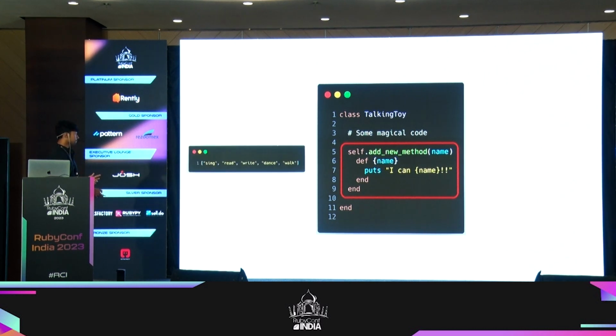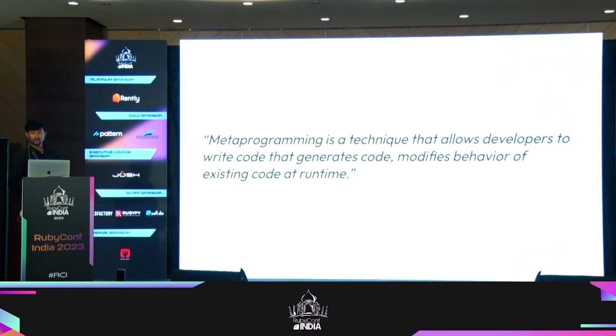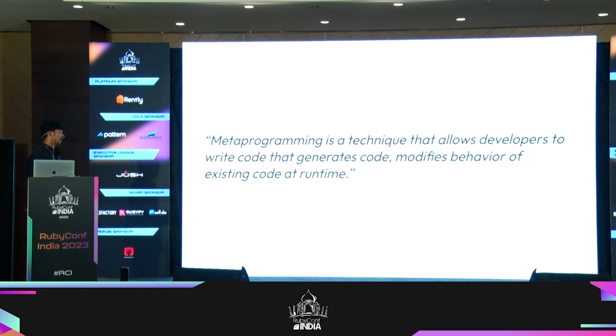So we have some magical code over there. You feed in all the methods you want, and it creates them for you. How that becomes possible is the magic behind metaprogramming, right? If we have to define what metaprogramming means, it's a technique that allows a developer to write code which generates further code and modifies the behavior of existing code at runtime.